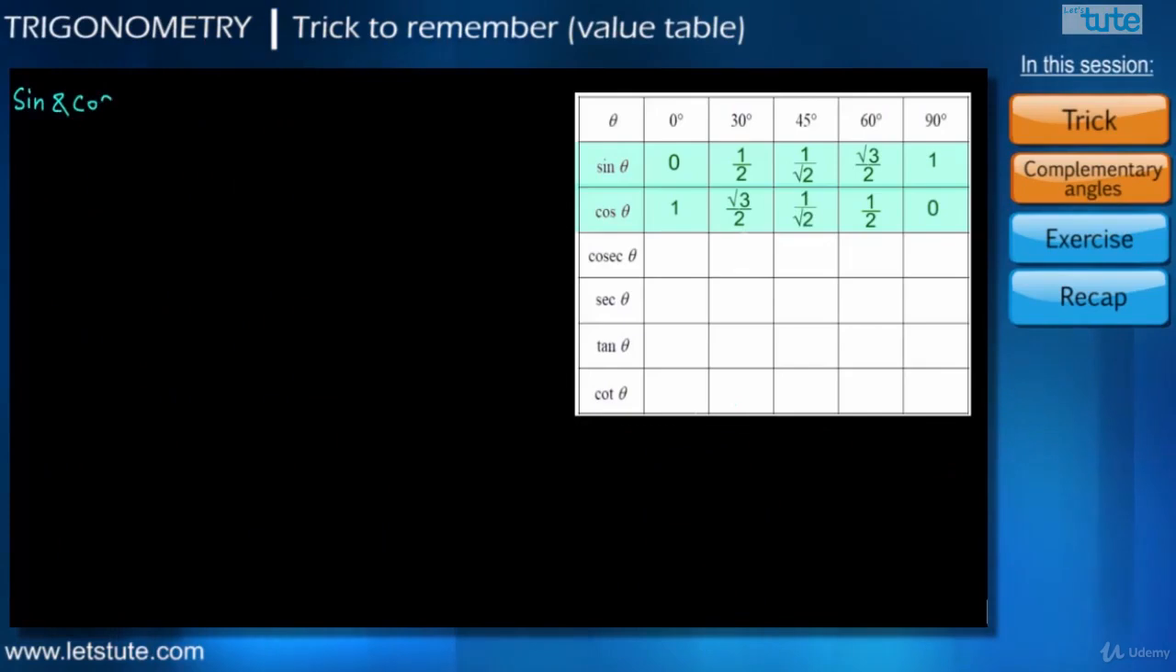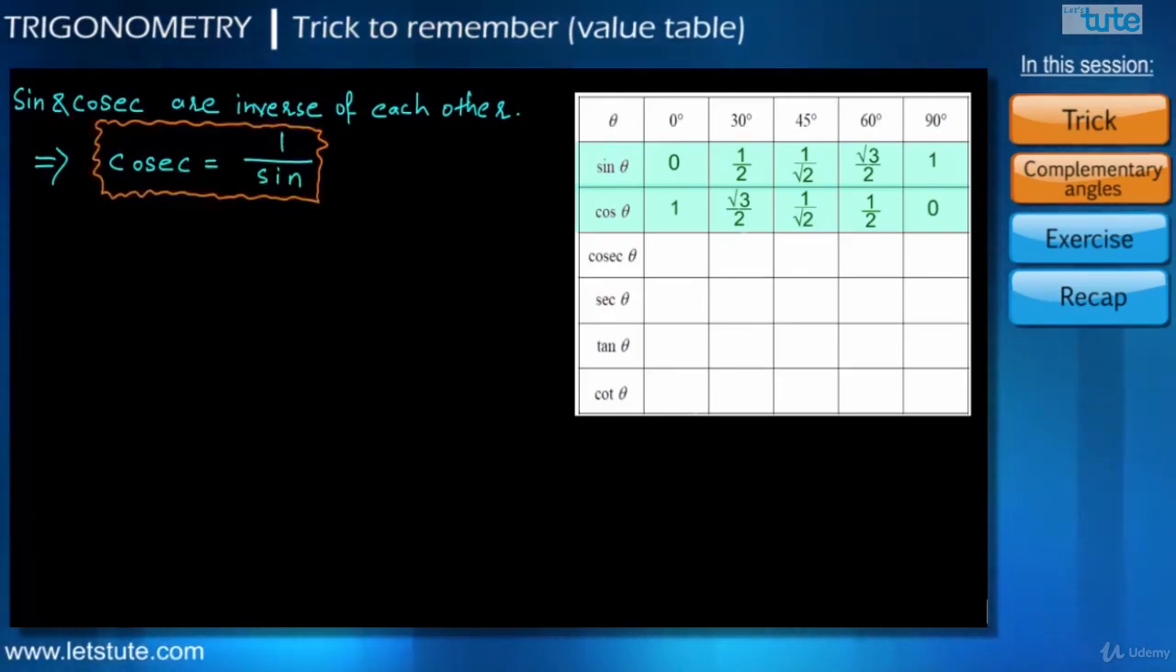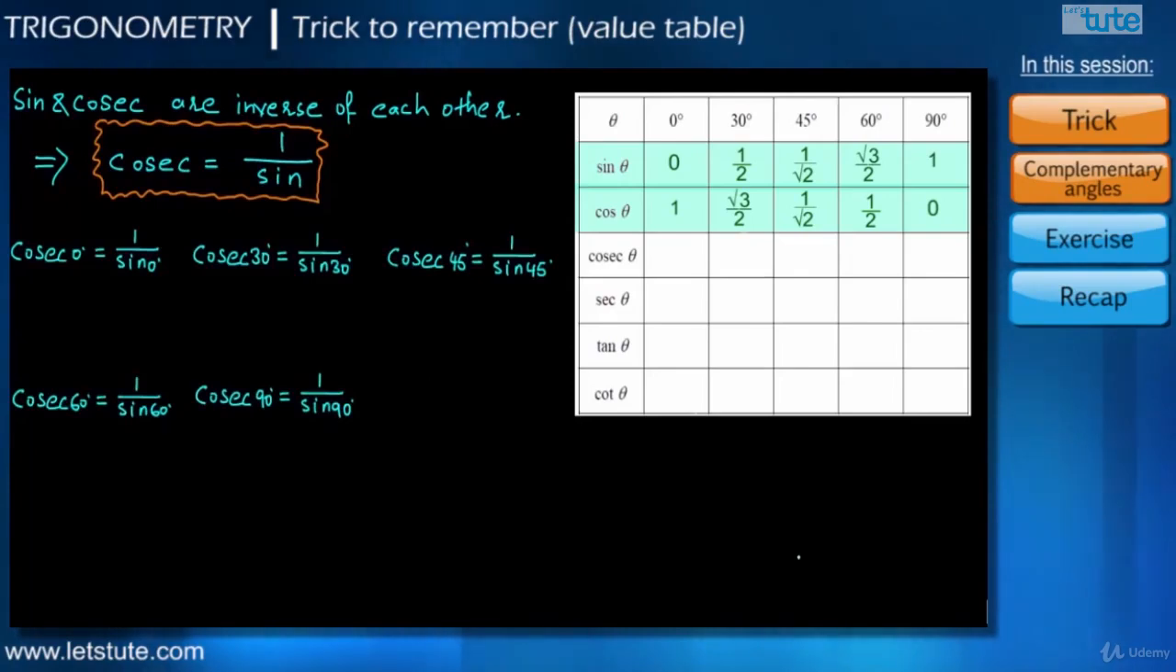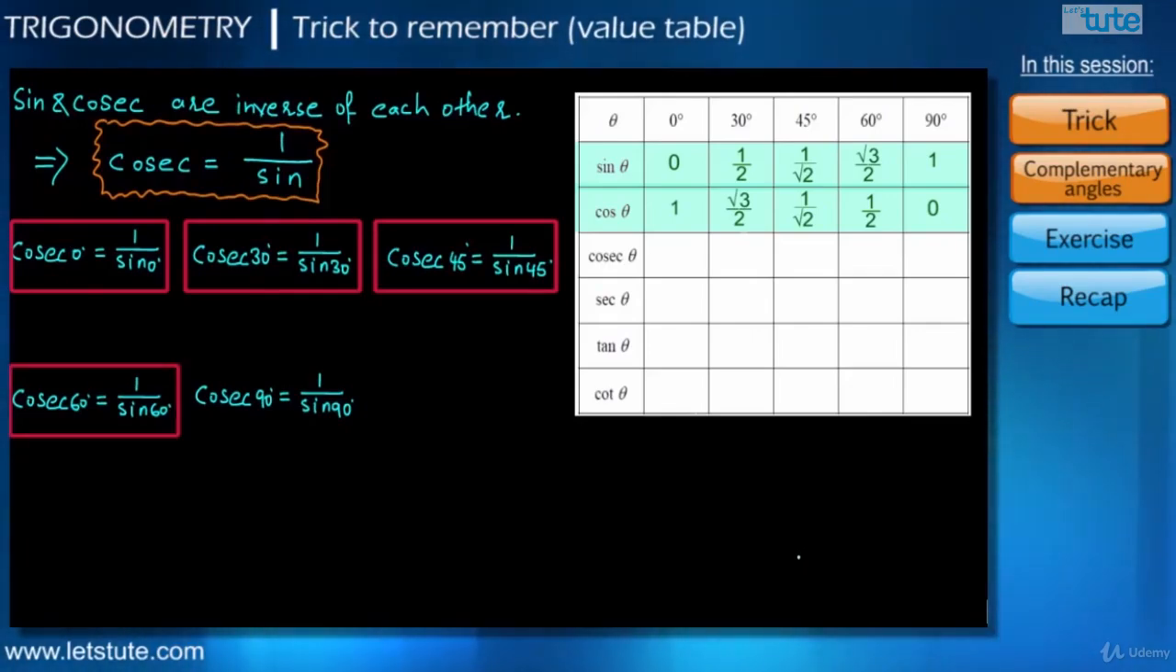Now we know that sine and cosec are inverse of each other, and inverse means we can write cosec as 1 upon sine. And therefore, cosec 0 is equal to 1 upon sine 0, cosec 30 is equal to 1 upon sine 30, cosec 45 is equal to 1 upon sine 45, cosec 60 is equal to 1 upon sine 60 and cosec 90 is equal to 1 upon sine 90.